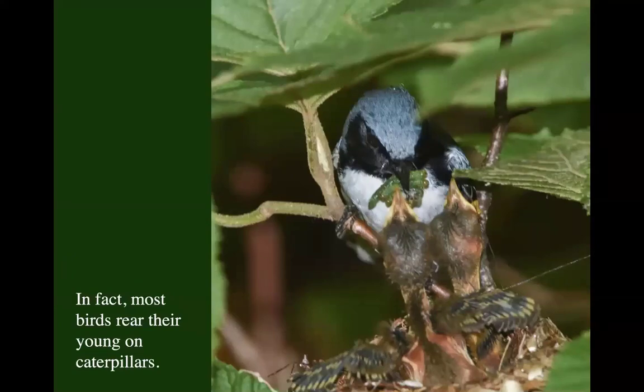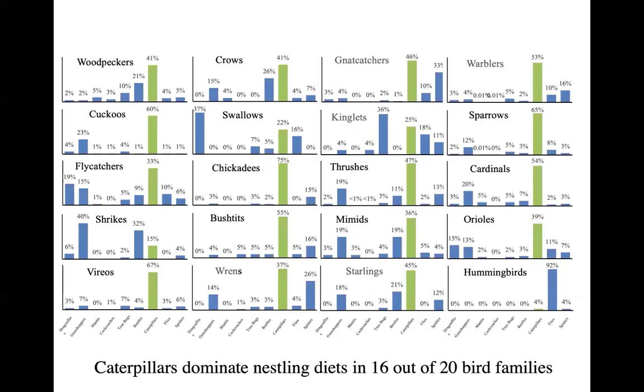Turns out that most birds, 96% of our terrestrial birds, are rearing their young on insects, and most of those insects are caterpillars. How do I know that? Well, there's a number of lines of evidence that suggest that, but this is a citizen science project that one of my PhD students did a few years ago, Ashley Kennedy.